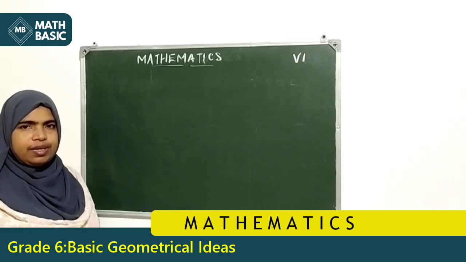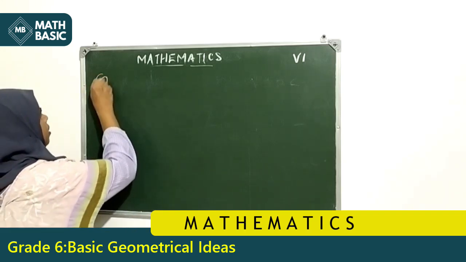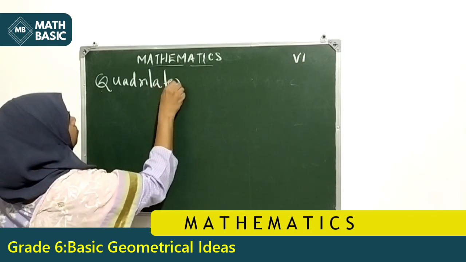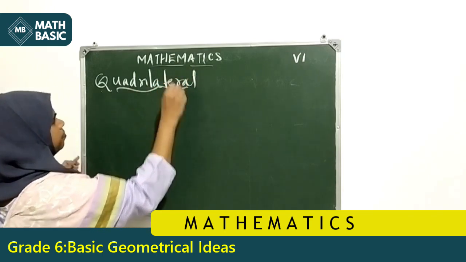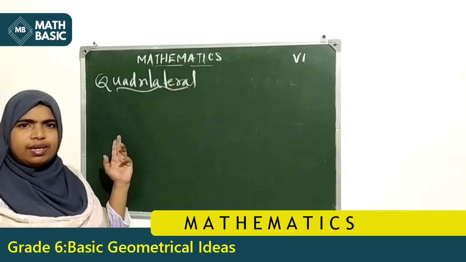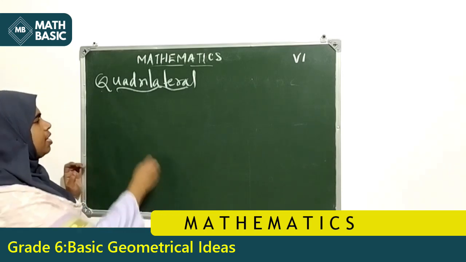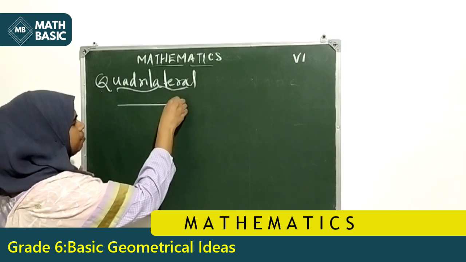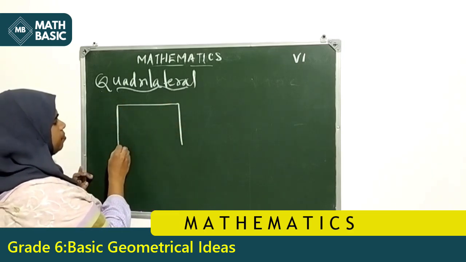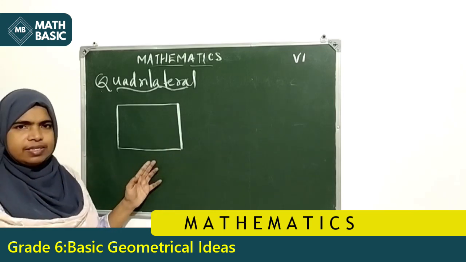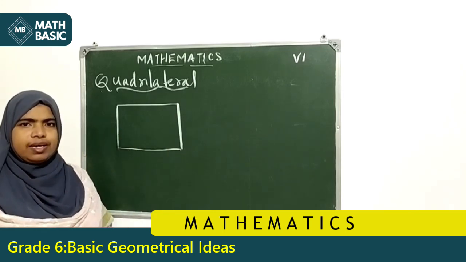Next is a quadrilateral. A quadrilateral means a four-sided polygon. This is a polygon with four sides. That is called a quadrilateral.